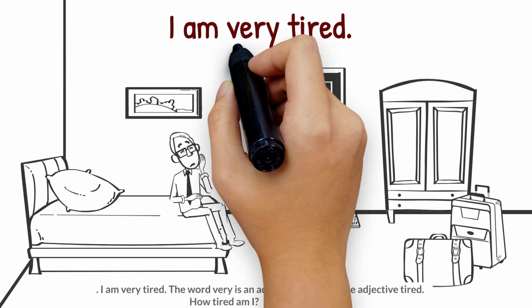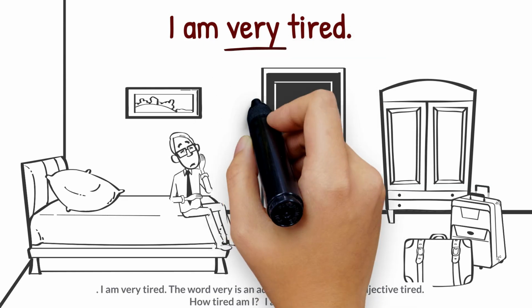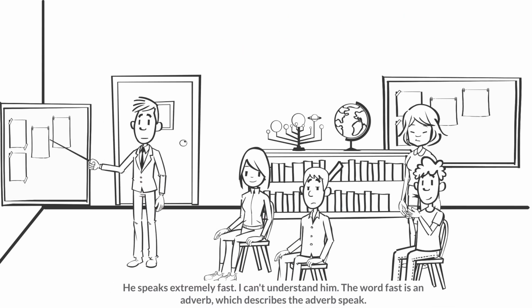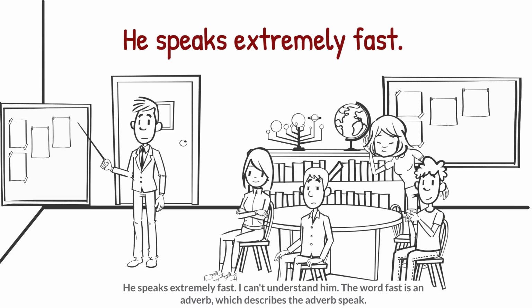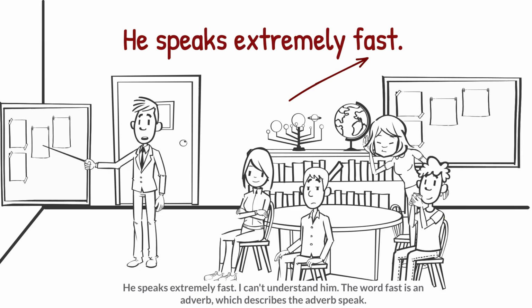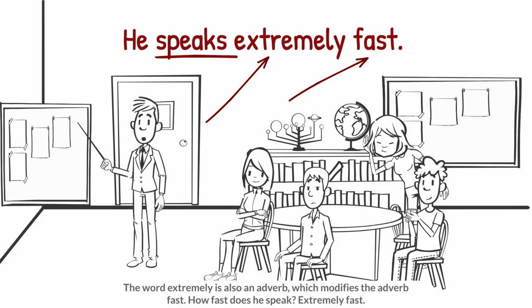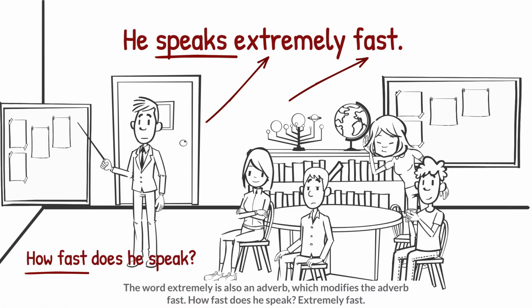I am very tired. The word very is an adverb. It modifies the adjective tired. How tired am I? I am very tired. He speaks extremely fast. I can't understand him. The word fast is an adverb which describes the verb speak. The word extremely is also an adverb which modifies the adverb fast. How fast does he speak? Extremely fast.